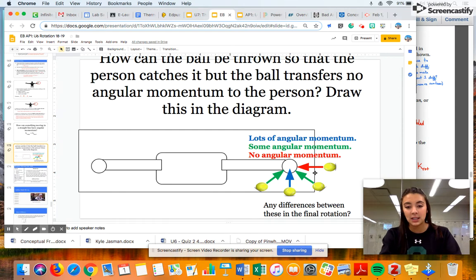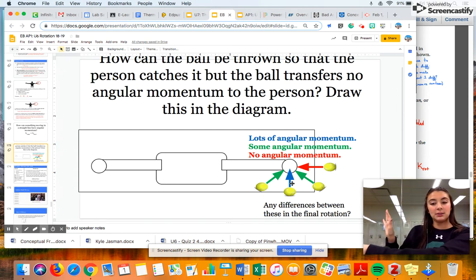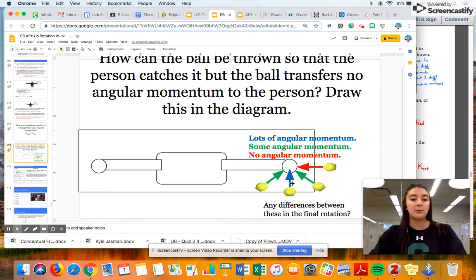But now let's talk about how I can throw it, right? Before we were talking about just throwing it straight at them. We could also throw it on an angle, or we could also throw it parallel to where the person is. So when you throw it parallel to where the person is, if I catch it and the ball's coming at me right here, that's not going to cause any angular momentum at all.